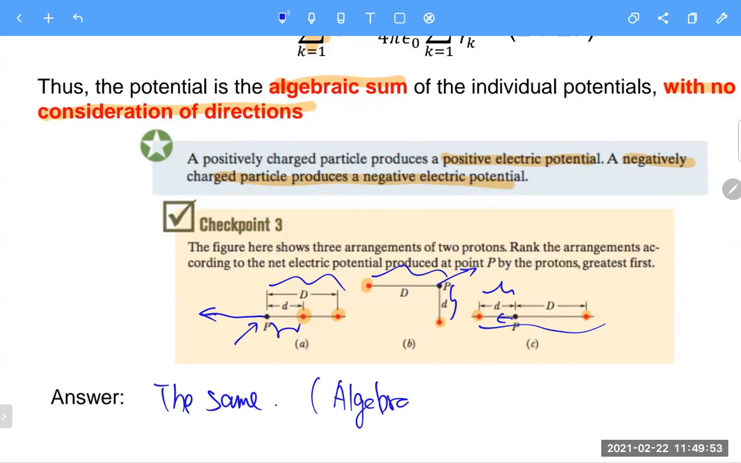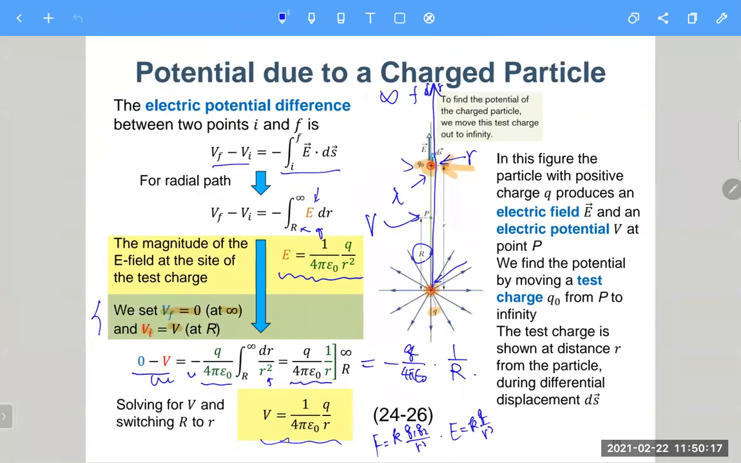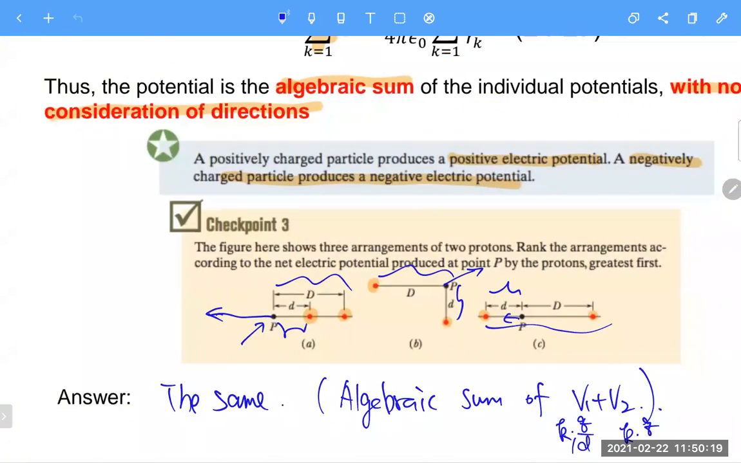It is the algebraic sum of V1 plus V2. V1 is nothing but K times Q over D, and this one is K times Q over D, so this is Q over capital D. Add them together, and all of them give this value.